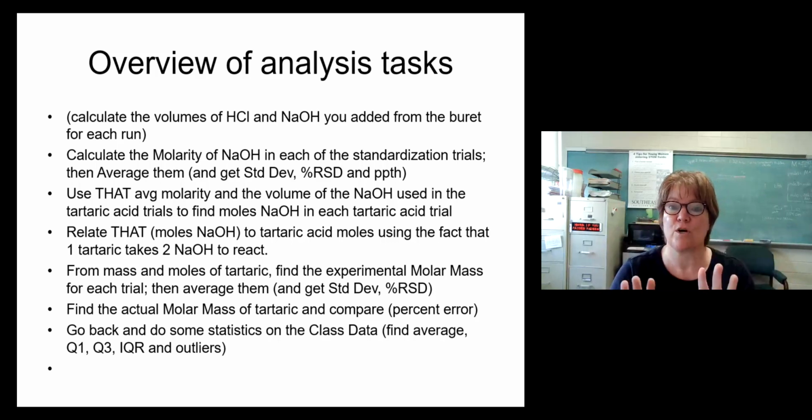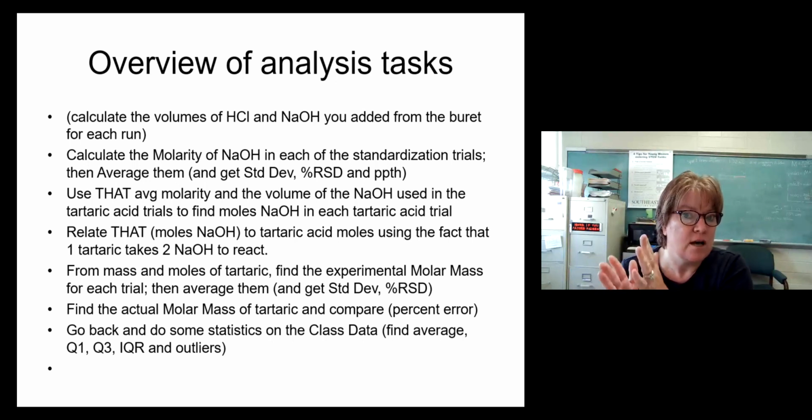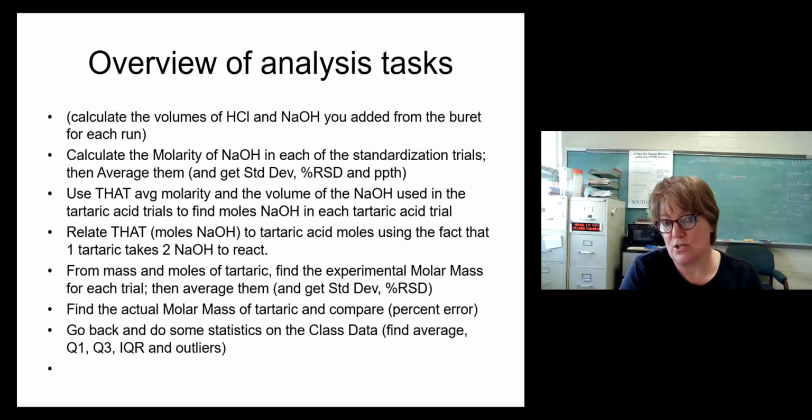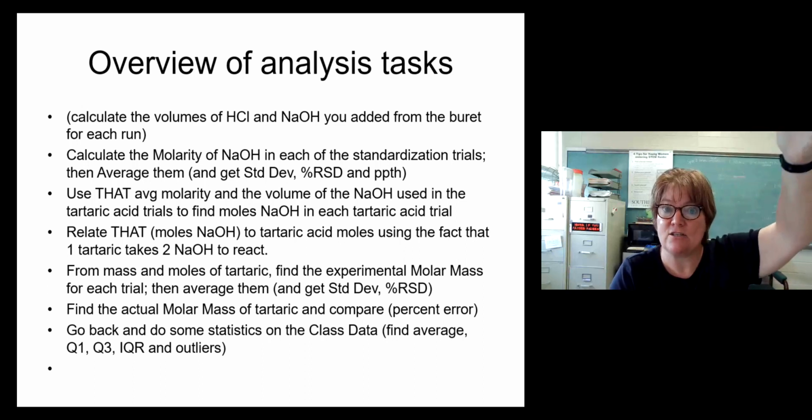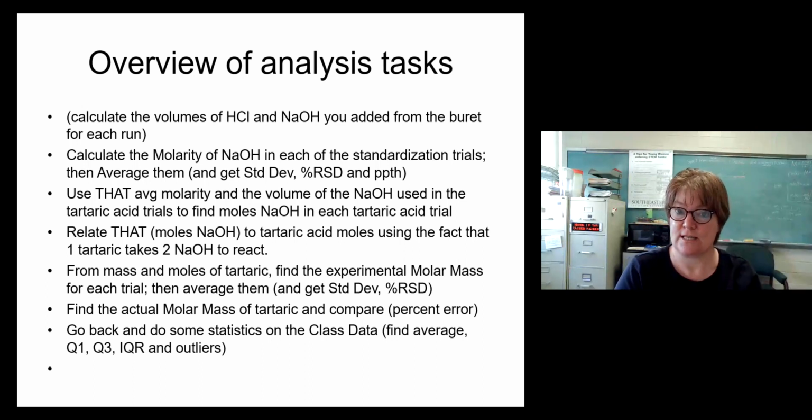Let me give you an overview of what we're going to do in this analysis. So the first thing, which you are doing already, hopefully you've done them and sent them in to me, the volumes of the HCl and the volumes of the NaOH that you added from the burette for each run in Part A. Remember, we did at least 3 good trials where we started with about 25 milliliters of HCl. We had an initial and a final burette reading, and then we put in the indicator, and then we moved over to the NaOH burette, and then we had an initial and a final of how much NaOH it took to get to endpoint.